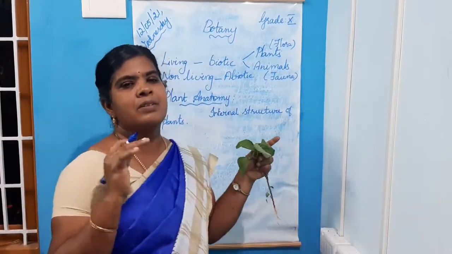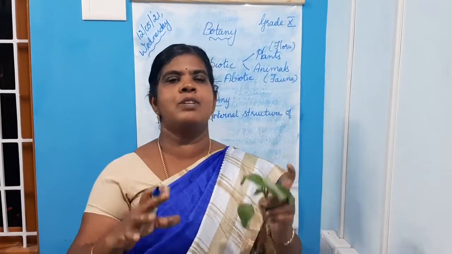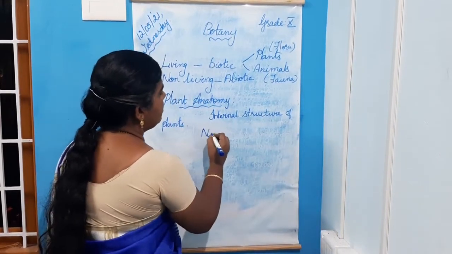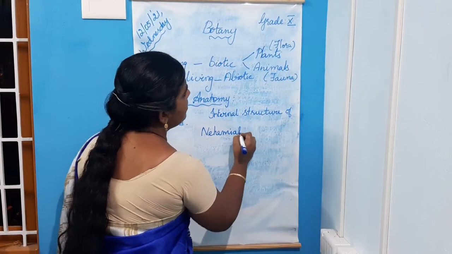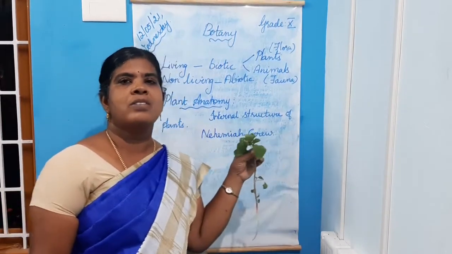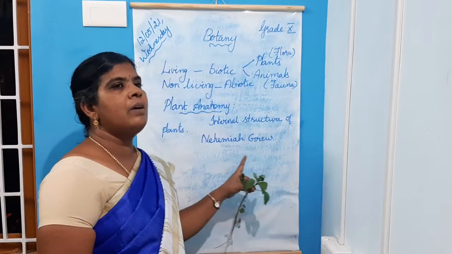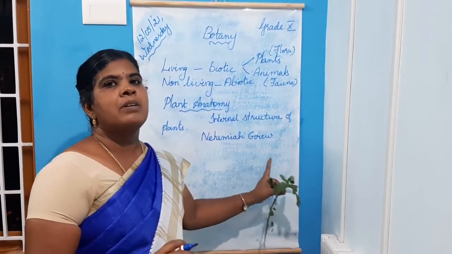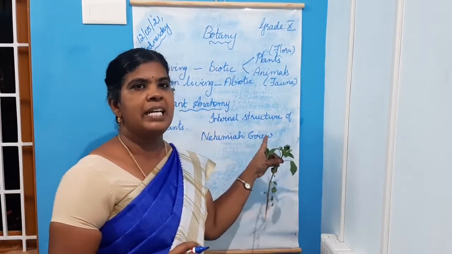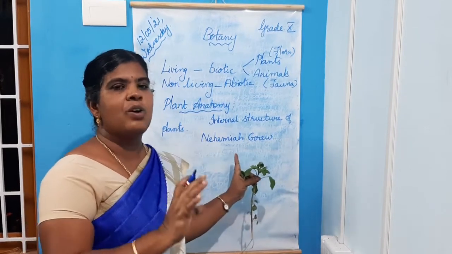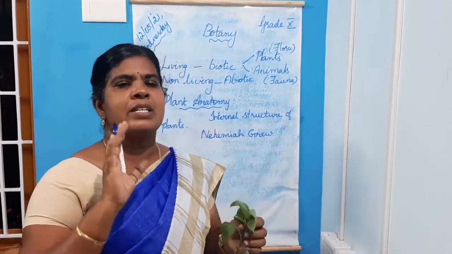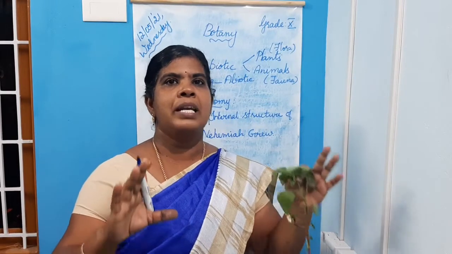Now, the detailed study of this internal structure was first made by a botanist, namely Nehemiah Grew. So he was called father of plant anatomy. Who was called father of plant anatomy? Nehemiah Grew. Children, note down this name in your notebook. So what is plant anatomy? Plant anatomy is the study of internal structure of plant. Who is called father of plant anatomy? Nehemiah Grew.